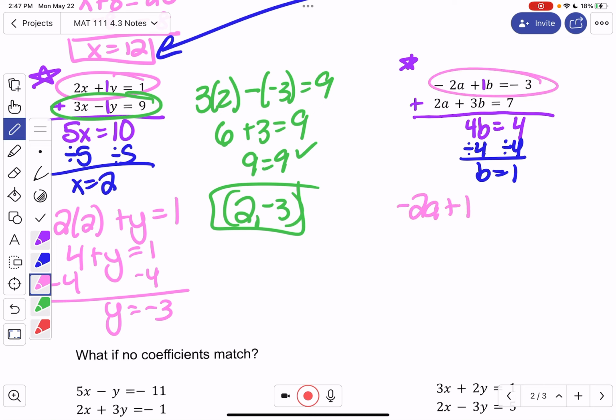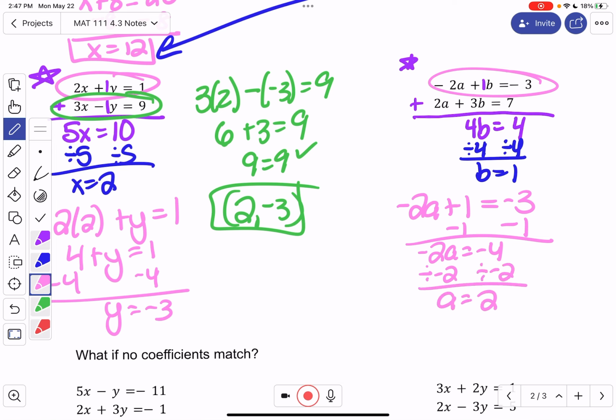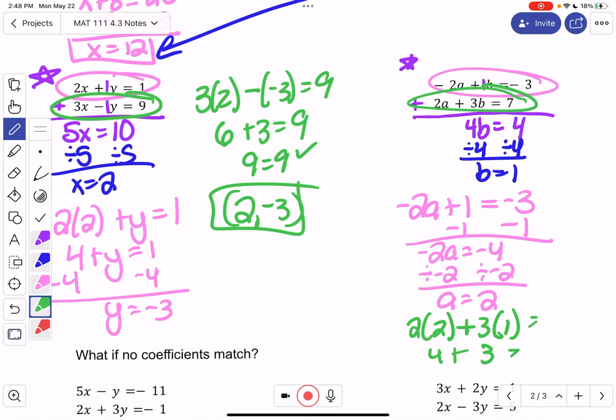Plug that in. Subtract 1 from each side, divide by negative 2, and I get a equals 2. Check it by plugging it into the bottom. 2 times 2 is 4. 3 times 1 is 3. 4 plus 3 is 7, so our answer would be 2 comma 1. Alphabetical order.